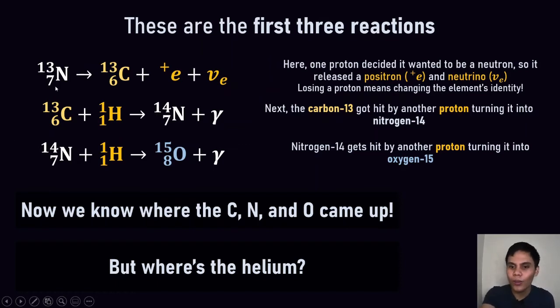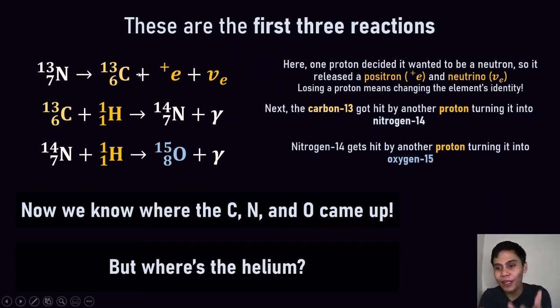We start with an unstable isotope of nitrogen called nitrogen 13. So nitrogen 13 here has an atomic mass of 13 and 7 protons. 13 minus 7 is 6. That means it has 6 neutrons. Anyway, what happens to this unstable nitrogen nucleus is that it tries to make itself stable. It decays into carbon-13.